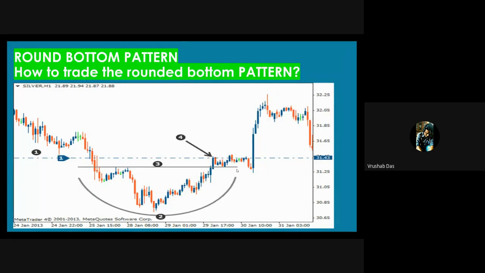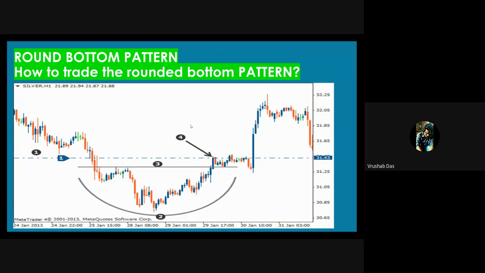How do we trade the rounded bottom? First, to enter the trade, look for the neckline that is marked on the chart below. Once the price breaks out and the candle closes above the neckline, as you can see here, you can enter the market with a buy order. The chart shows the neckline being broken by the price.